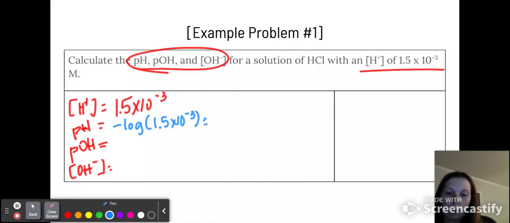So you're going to plug this in while I'm getting my calculator to work. We're going to get that. Remember that our pOH is going to be 14 minus the value that we get. And then our OH minus is going to be 10 to the negative pOH that we calculate.